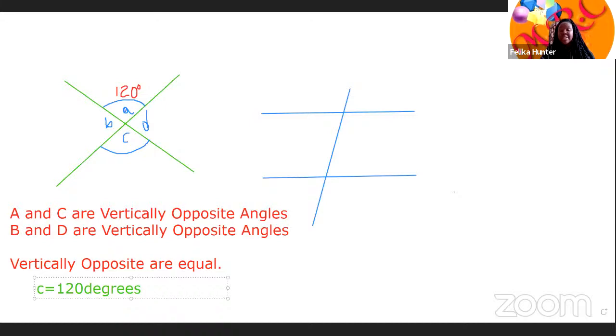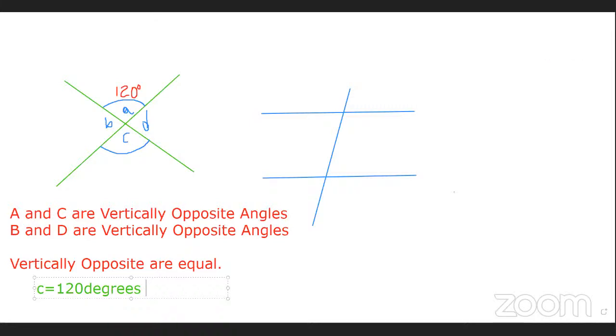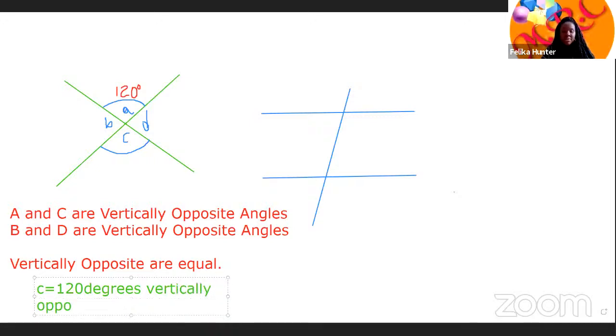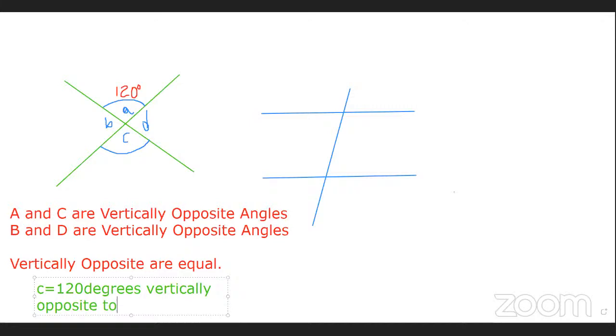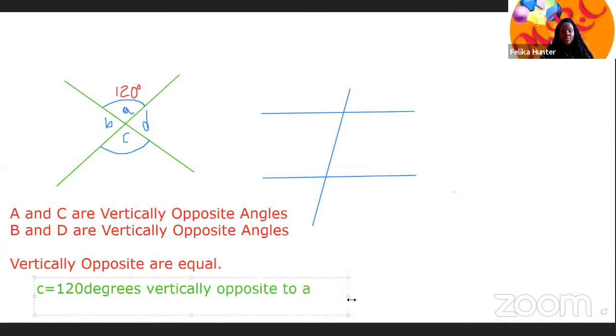And we're going to put the reason now, right? So you always write down your reason. Reason is 1 mark. Always write down your reason. Why is it 120 degrees? Because it is vertically opposite. It's vertically opposite to which angle? To A. All right.